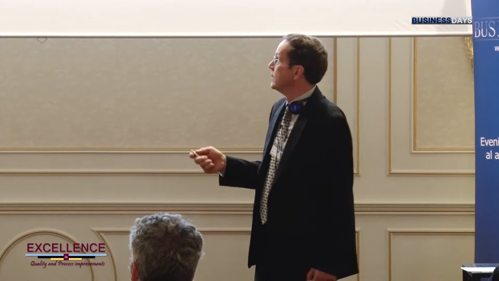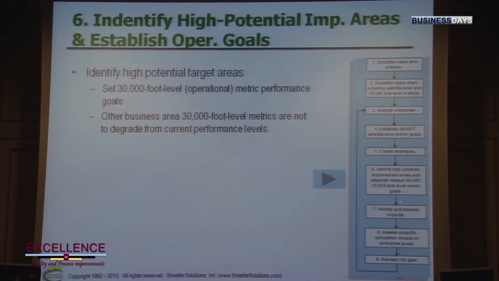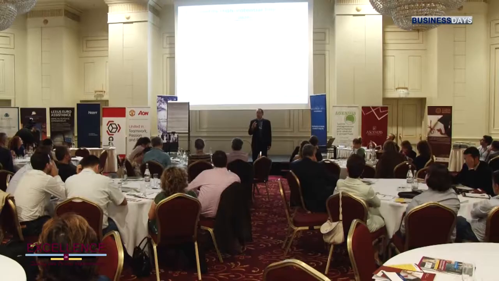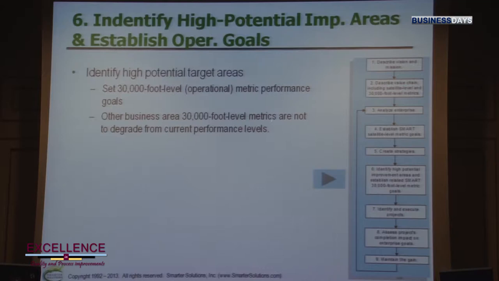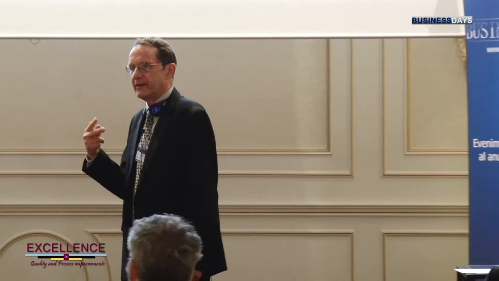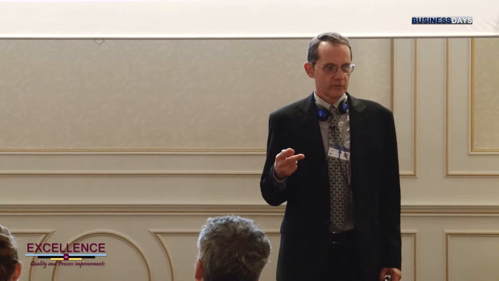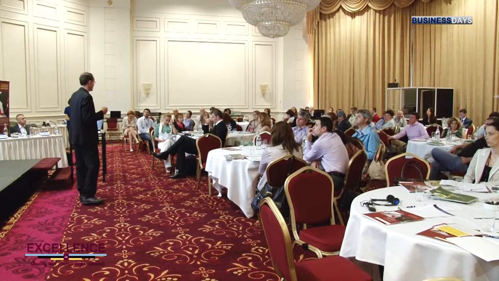So now we're moving down to step number 6. We want to identify high potential areas to work on. So we're looking at our 30,000-foot level metrics throughout the organization, trying to figure out where we should be focusing our efforts. Then we also want to look at other areas of the business so as not to degrade from our current performance level. Notice by these two statements, what I'm suggesting is every metric does not need to improve. So we're trying to focus on where we should be improving our 30,000-foot level metrics that's going to impact the satellite level metrics the most.